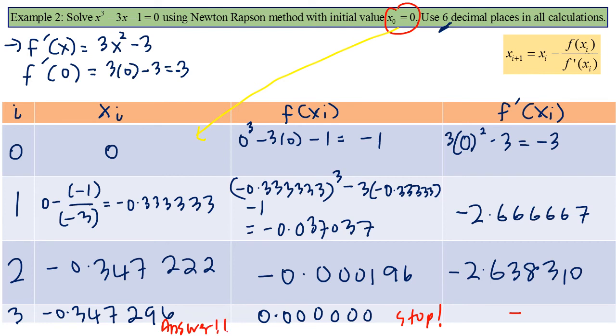If you are confused whether you can stop or not, you can continue, don't worry, but you will get the same solution. It means that you have already converged to the solution. Alright, let's proceed to the next example.